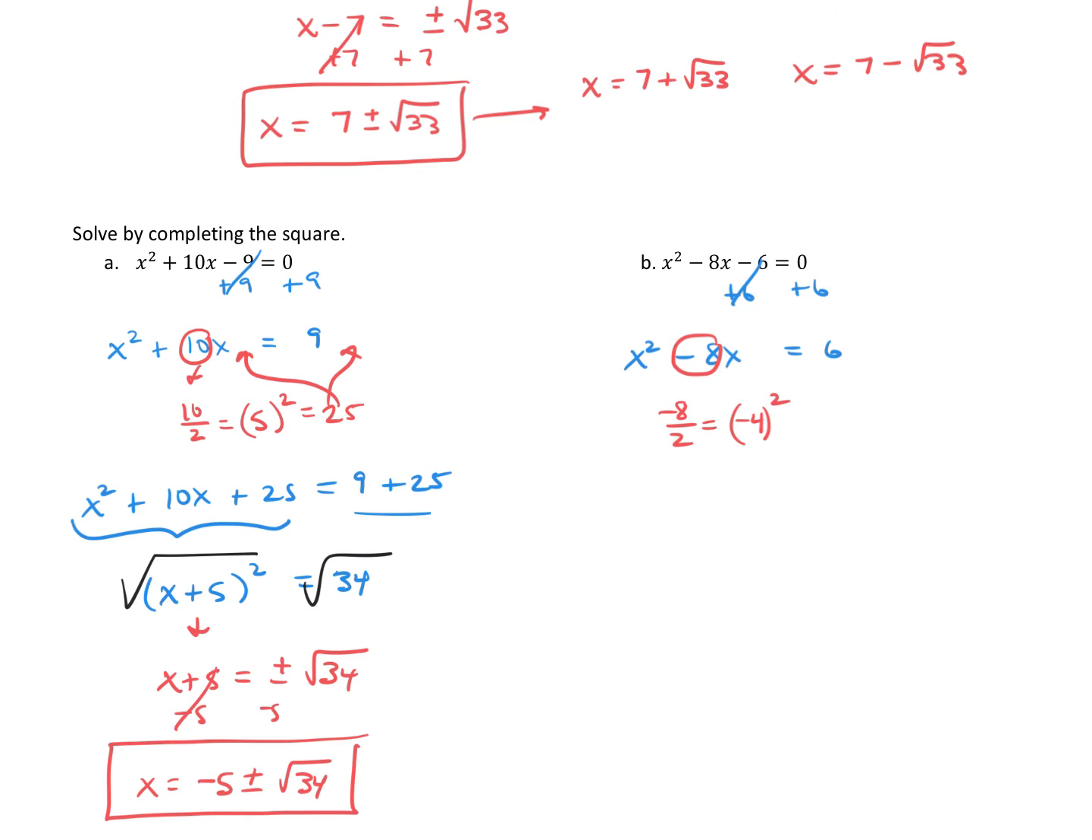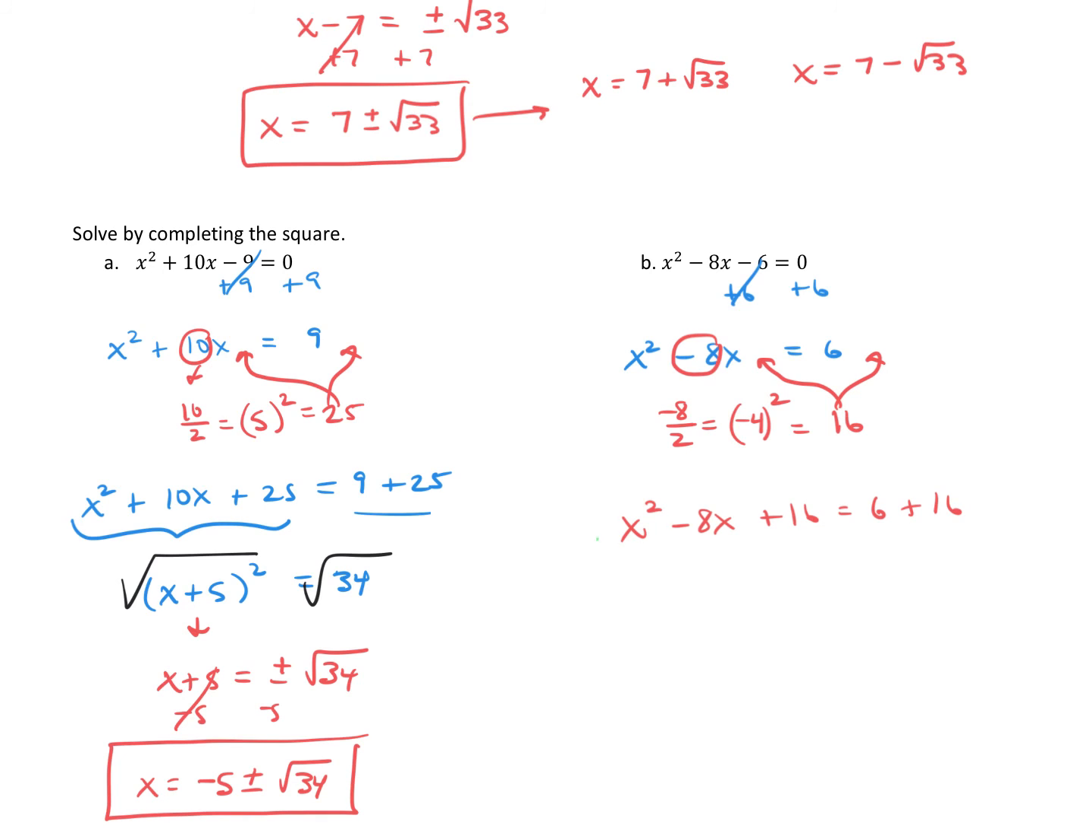When you do your squaring, if you're using a calculator, you have to have those parentheses. Otherwise, you'll end up with a negative 16. But when you square a negative number, we know it should be a positive 16. We're going to add in 16 to both sides of our equation. So we have x squared minus 8x plus 16 equals 6 plus 16.